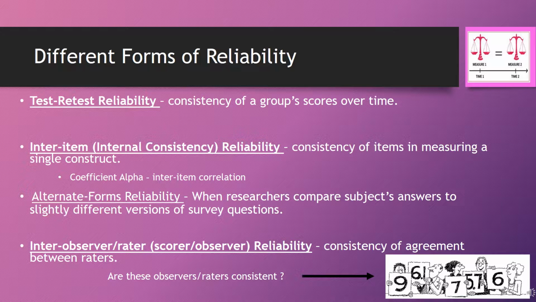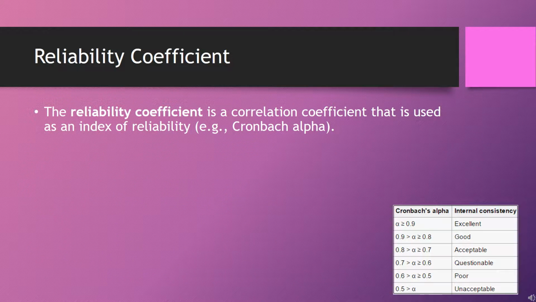Inter-observer reliability is when researchers have various scores or observers rate the same people, events, or places, and there is consistency of agreement between raters. Finally, you have reliability coefficient, which is a correlation coefficient that is used as an index of reliability. For example, you may read or hear in your studies a term called Cronbach's alpha.